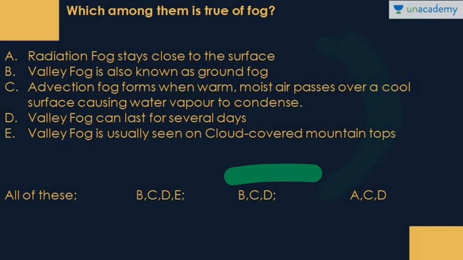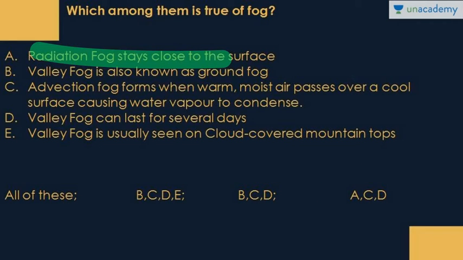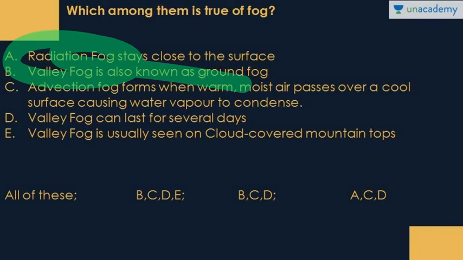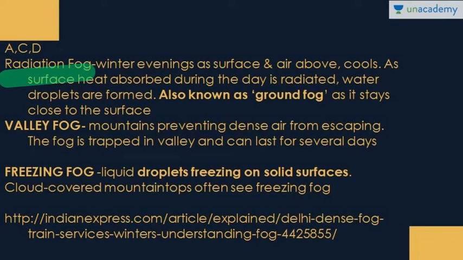Looking at the options, the first one, radiation fog stays close to the surface, is absolutely correct. And therefore, it is not valley fog which is known as ground fog, rather radiation fog which is known as ground fog. Let's study more about it. See, radiation fog is usually formed in winter evenings when the surface as well as the air above it cools. Now, what happens because of this cooling? What is the basic idea of radiation here?